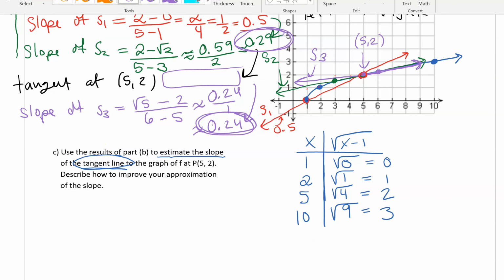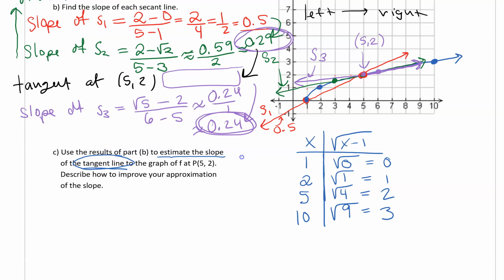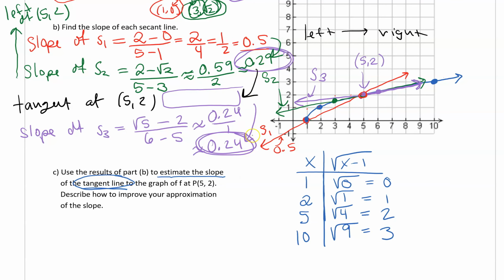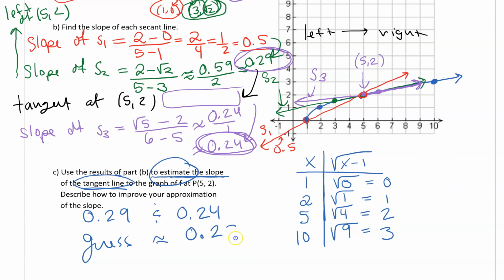It wants us to use the progression that we notice among these secant slopes to estimate the slope of the tangent line. So what are these trending towards? What would the limit of these slopes of secant lines be? Well, I don't know, somewhere between 0.29 and 0.24. So if I'm having to estimate, maybe I would guess somewhere around 0.27. I don't know, somewhere sort of between 0.29 and 0.24. So we could get maybe an estimate right around there.